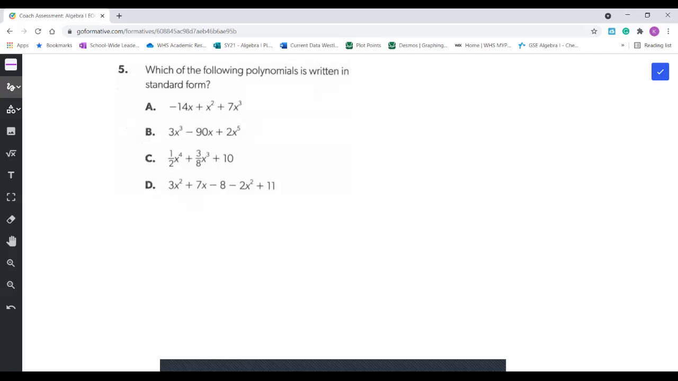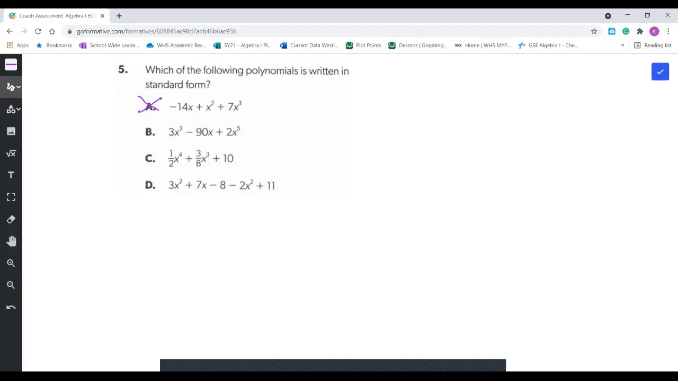Which of the following polynomials is written in standard form? Remember, young people, standard form of a polynomial is when your exponents are in descending order, and your exponents are no smaller than 1, okay? And so I'm looking here. This is not in descending order, it's in ascending order, so I know that A is not the answer.